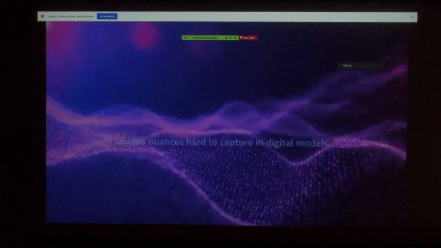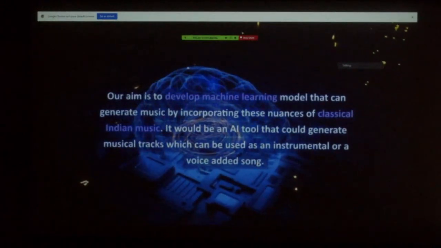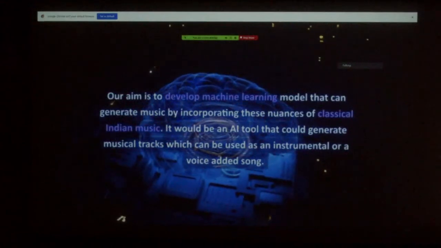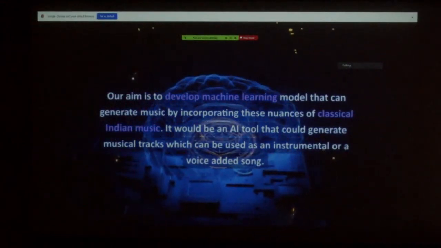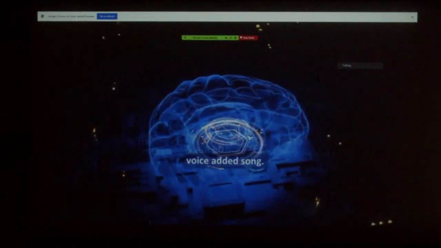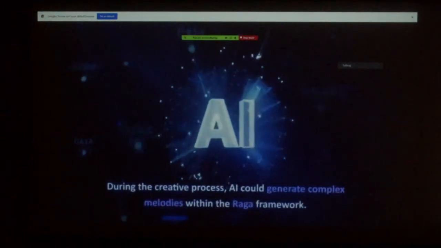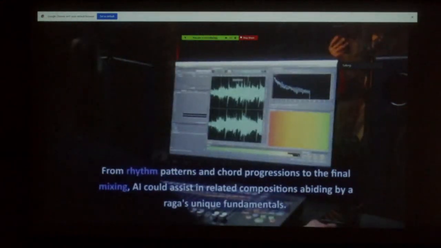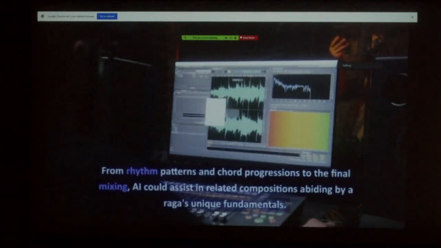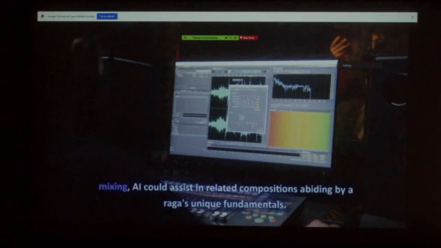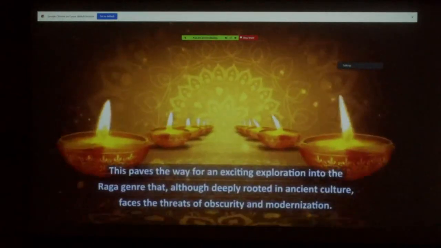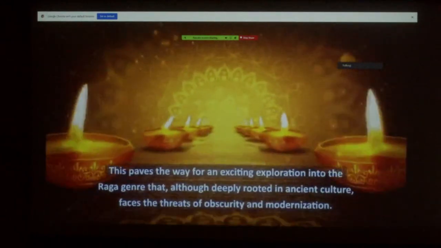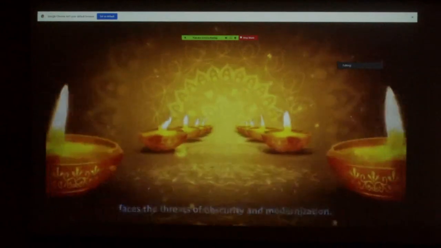Our aim is to develop a machine learning model that can generate music by incorporating these nuances of classical Indian music. It would be an AI tool that could generate musical tracks which can be used as an instrumental or a voice-added song. During the creative process, AI could generate complex melodies within the raga framework. From rhythm patterns and chord progressions to the final mixing, AI could assist in related compositions abiding by a raga's unique fundamentals. This paves the way for an exciting exploration into the raga genre that, although deeply rooted in ancient culture, faces the threats of obscurity and modernization.